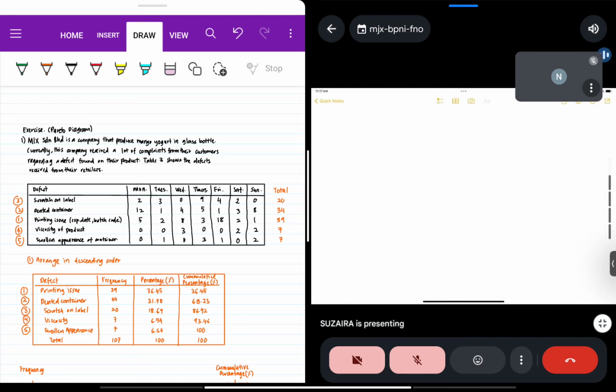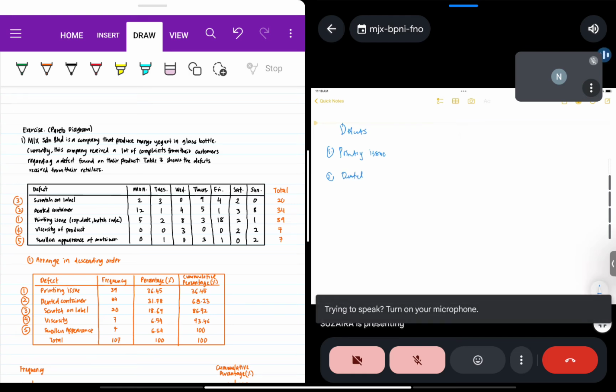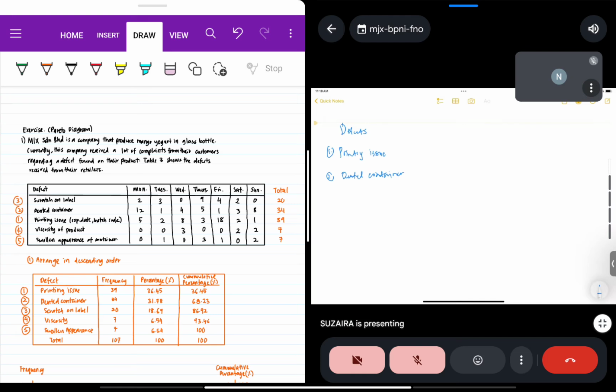Okay, so just now we have, for number one, here. By right, you should write like this. This one is the defect. Defect. And then number one, we have the printing issue. Okay. And then the second one, you have the dented container. Number three, you have the scratch on label.